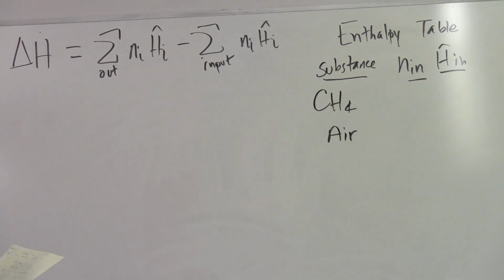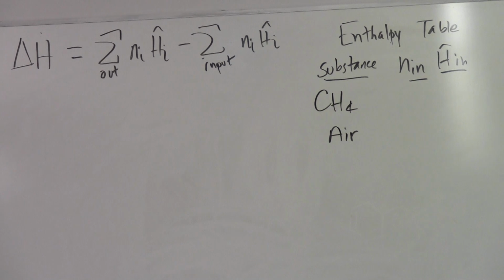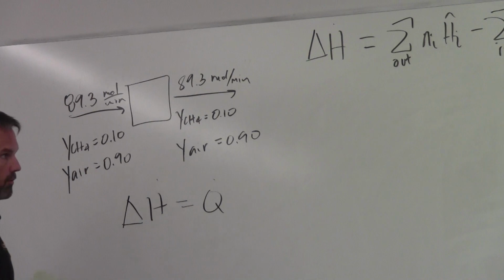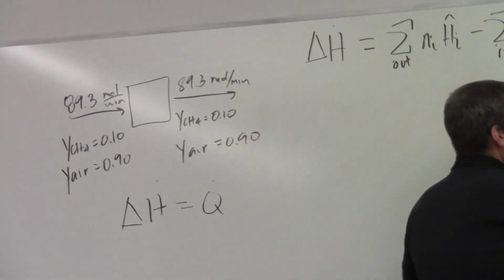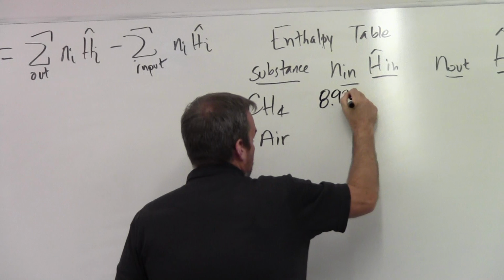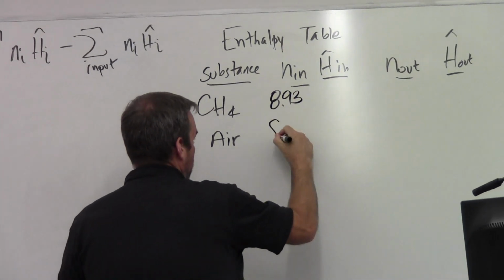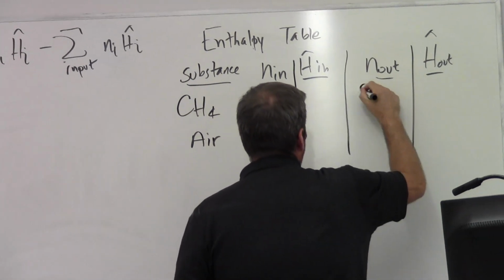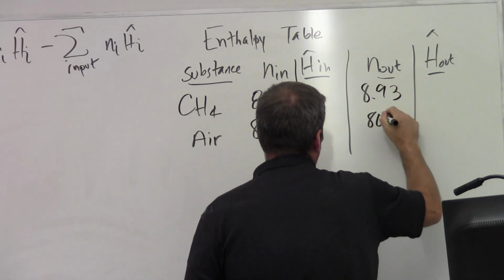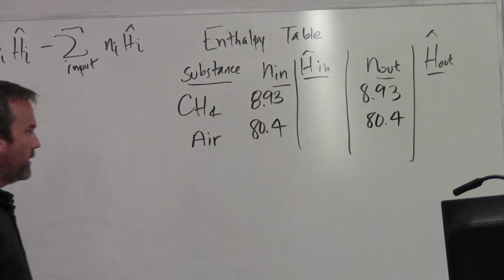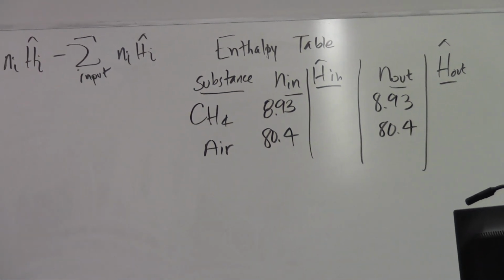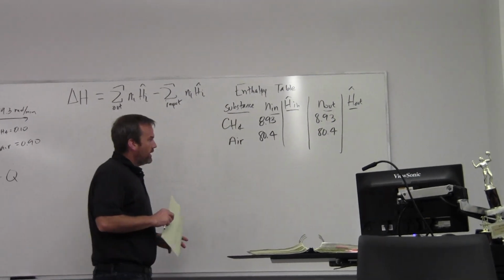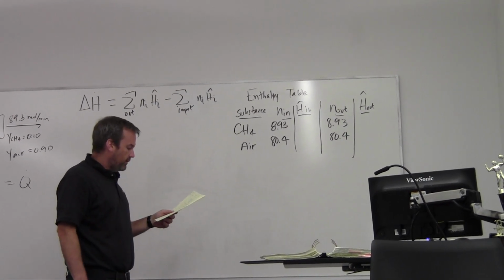Now to get the moles of methane and air in, it's pretty easy. Like you guys remember from chapter 4, you're just going to multiply the mole fraction by the total number of moles. So for methane, that's 8.93 moles in, and for air, 80.4. All right, same thing here, 8.93 moles in, moles out, and 80.4 moles out. All right, so this is looking pretty good so far. On this table, I basically need 8 values, and I've already got 4 of them filled in. So now I need some enthalpy values.